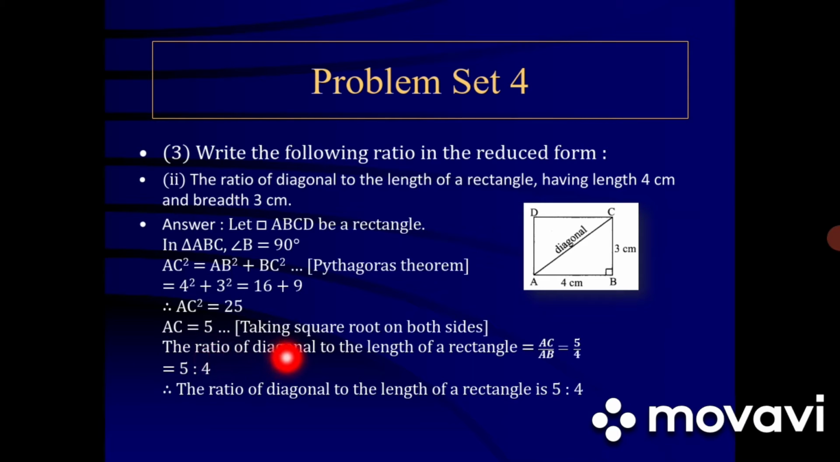The ratio of the diagonal to the length of a rectangle is equal to AC upon AB, and that is equal to 5 upon 4, which is equal to 5:4. Therefore, the ratio of the diagonal to the length of a rectangle is 5:4.